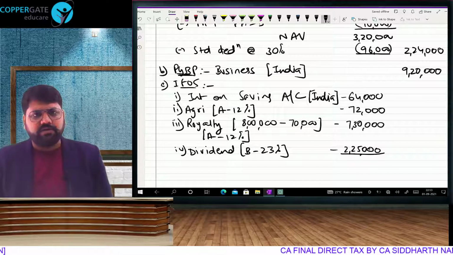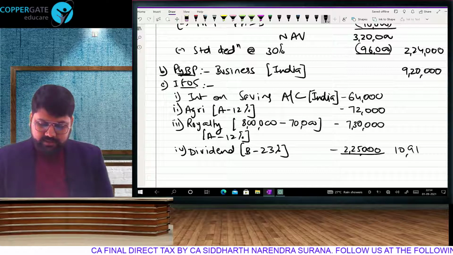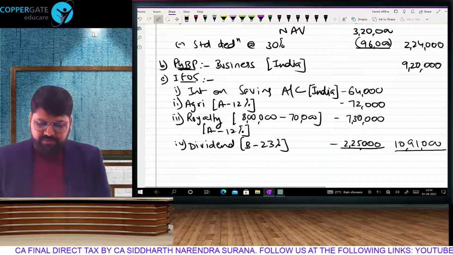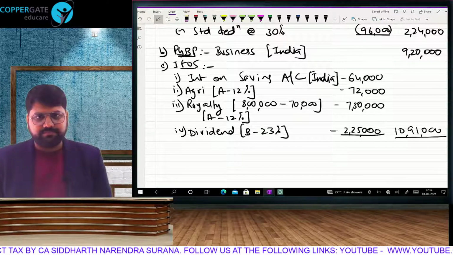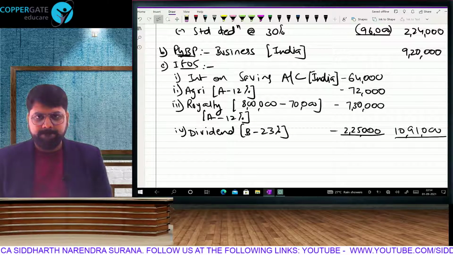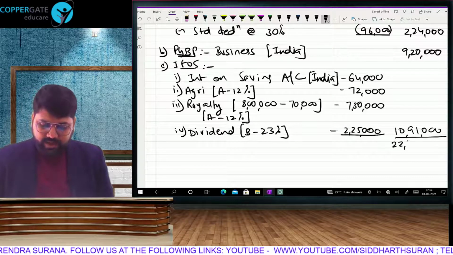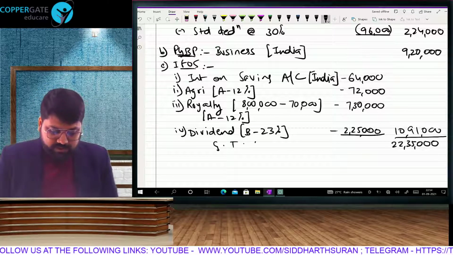Thus, finally, what is your IFOS total? 10 lakh 91, and this total where you have to take your house property of 224, PGBP of 920 and IFOS of 10 lakh 91. What is this total? 22 lakh 35,000. I will call it my gross total income.